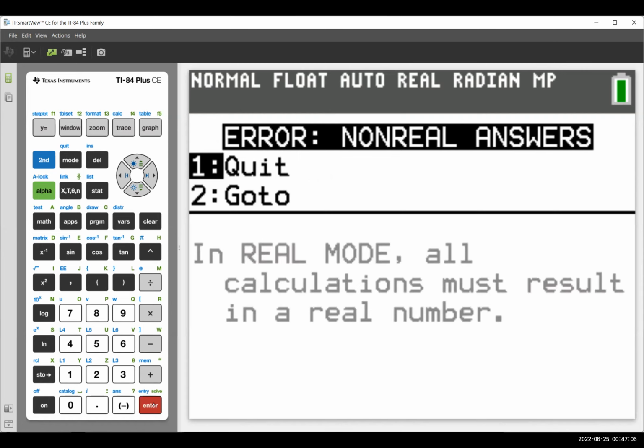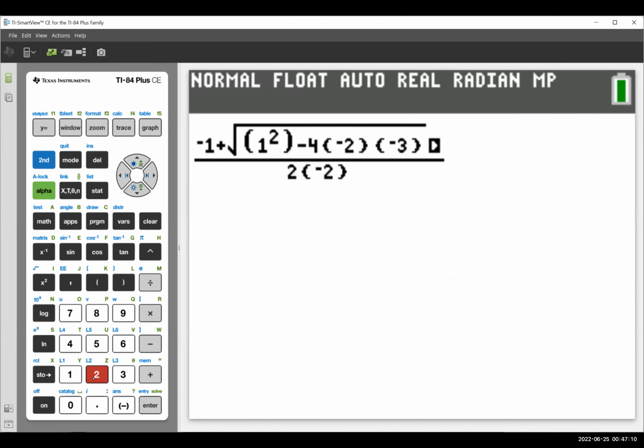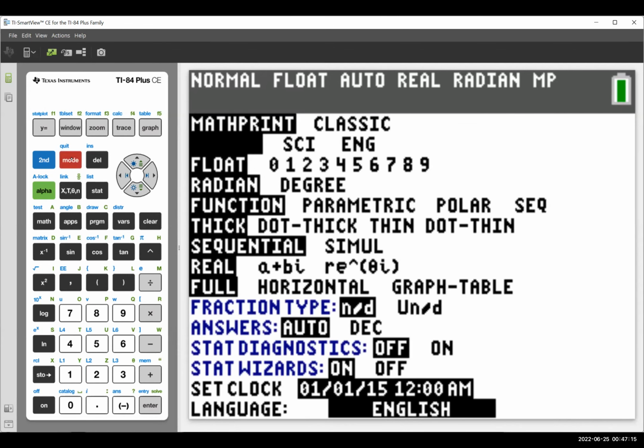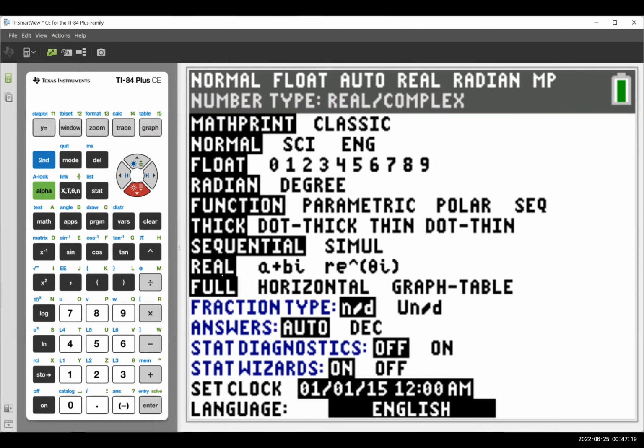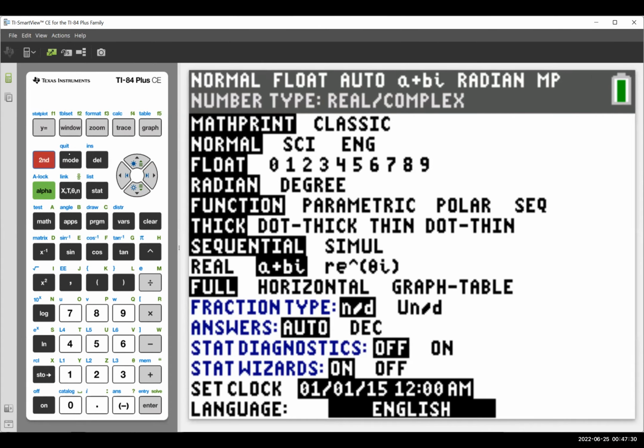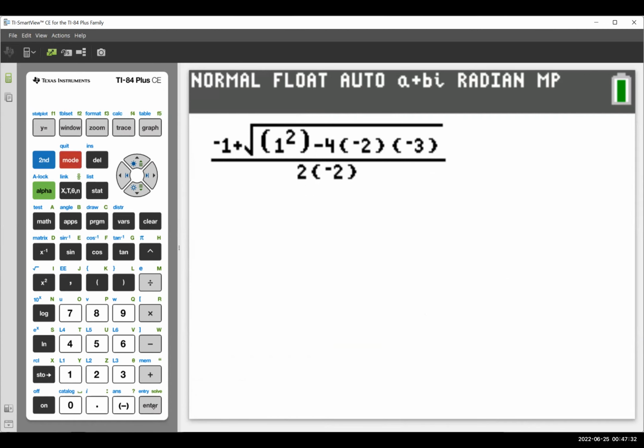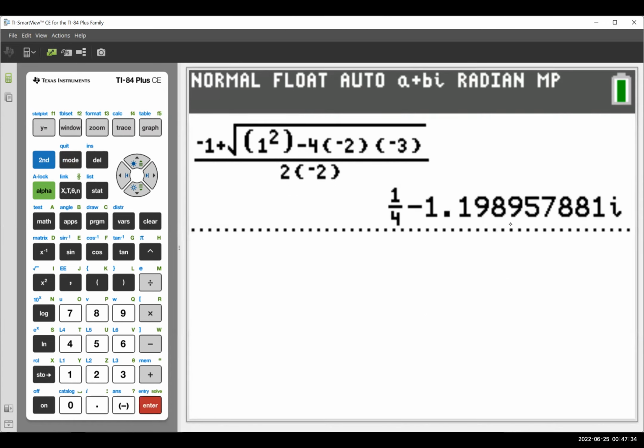Oh my gosh, it's telling you there's non-real answers. That means that there's a complex number. So what I'm going to do is I'm going to go to mode. And I think I can turn this down here. Right here is blinking real. Next to it, that's called an imaginary number, that a plus bi. So I'm going to enter that, and it's going to start blinking now. So when I go back to my problem, now I get to see the imaginary number.